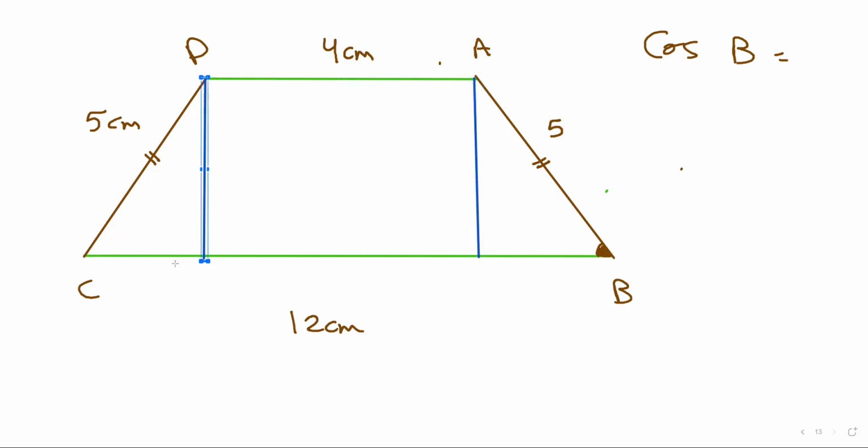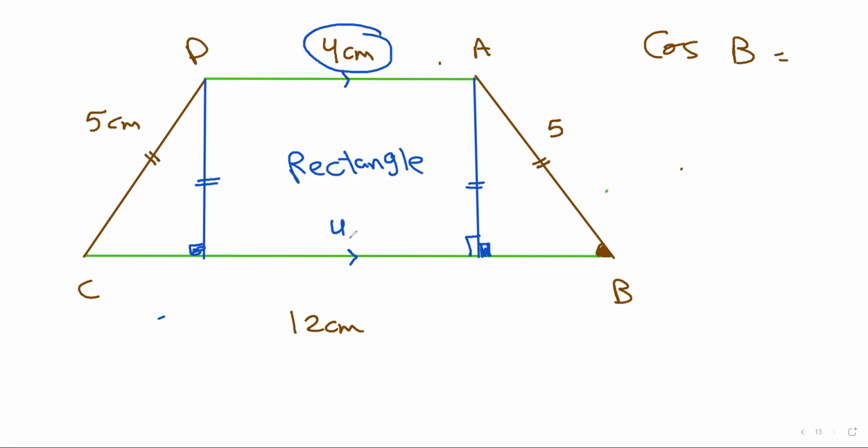So I have constructed two perpendicular lines from A and from D. This angle here is right, and this angle here is right. You know, this is a rectangle. Do you know why? Because this side is parallel to this side, and they are equal in length, and this angle is right, and here they are parallel. So this shape is a rectangle. Because this side is 4, so the opposite side is going to be 4 centimeters.